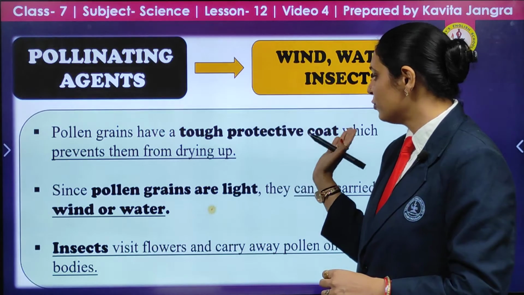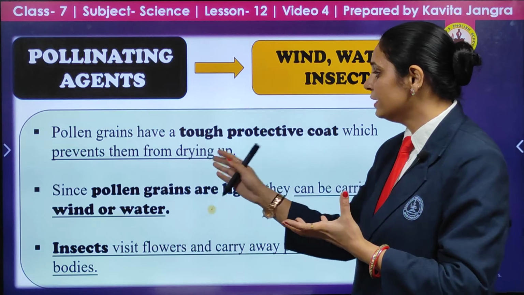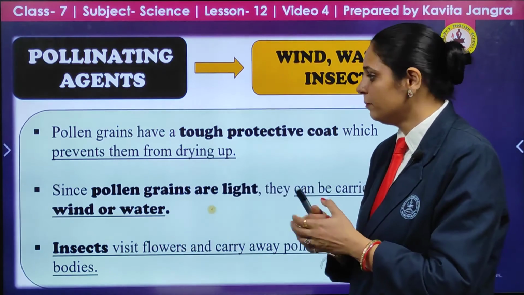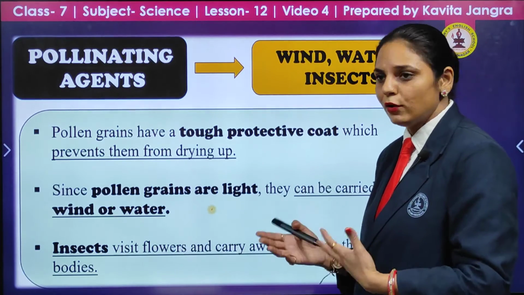Through wind, through water, and through insects. Pollen grains have a tough protective coat. It prevents them from drying up. They will not dry, and the pollen grains are light and can be carried by wind and water also.